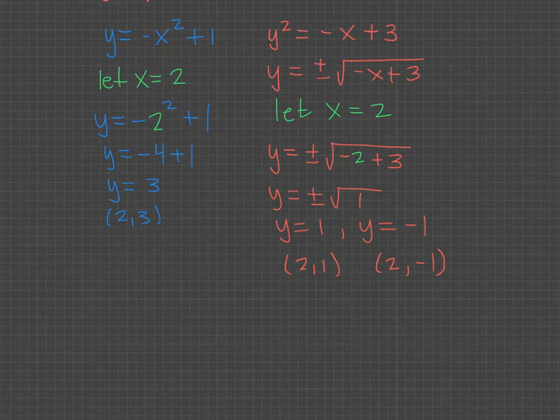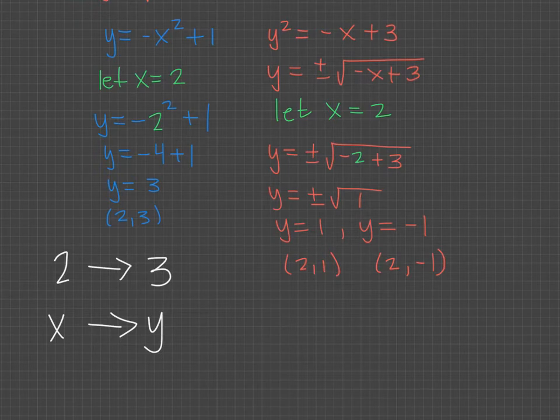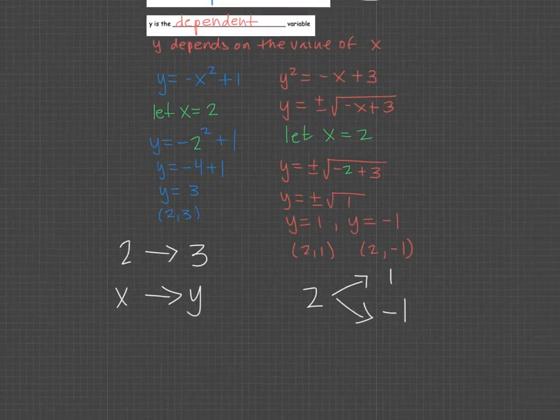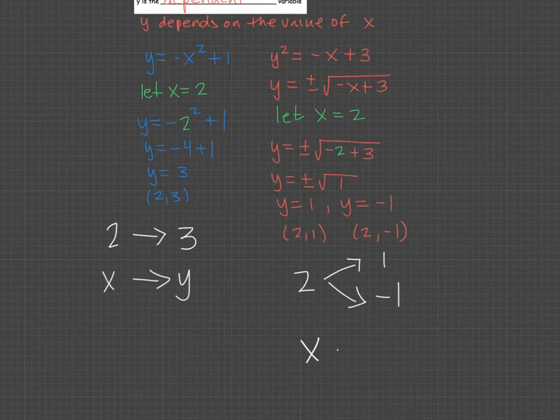So in the first equation, we had one value of x, 2, and it went to a single value of y. So we had x going to y. In the second equation, we had that value of x go to two values of y, 1 and negative 1. So we had one value of x, but it went to two values of y, so we have to separate them out by putting little subscripts on here.